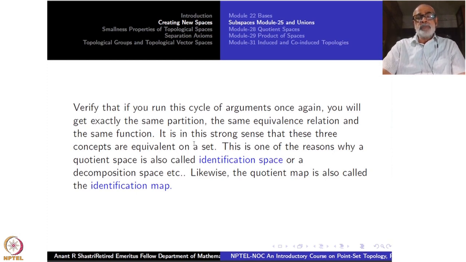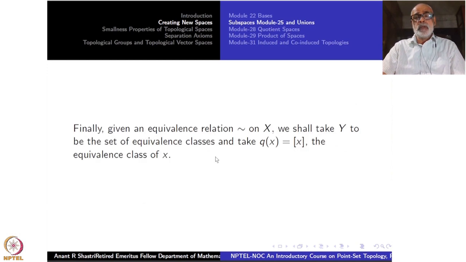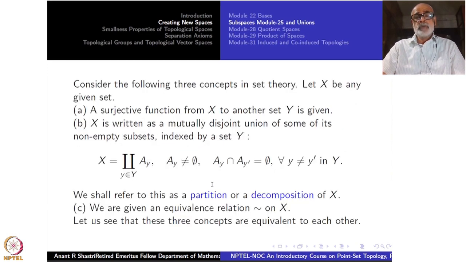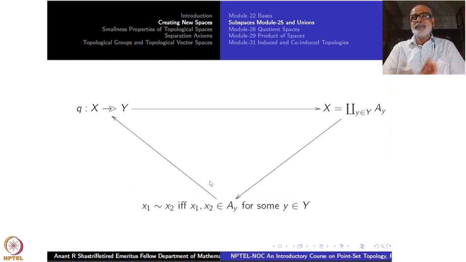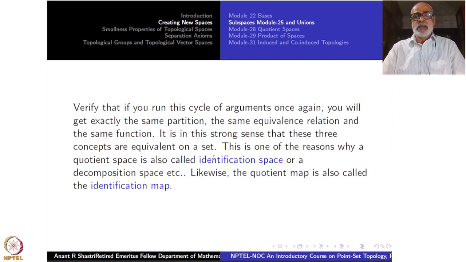This is one of the reasons why a quotient function is called an identification function also. The word identification comes from equivalence classes. x1 is identified with x2 if and only if q(x1) is equal to q(x2), if and only if both x1 and x2 belong to a partition, etc. So you have three different terminologies here. One was partition or decomposition. The other one is identification space. The third one is very simple, a surjective function. So all these things you should keep in mind.